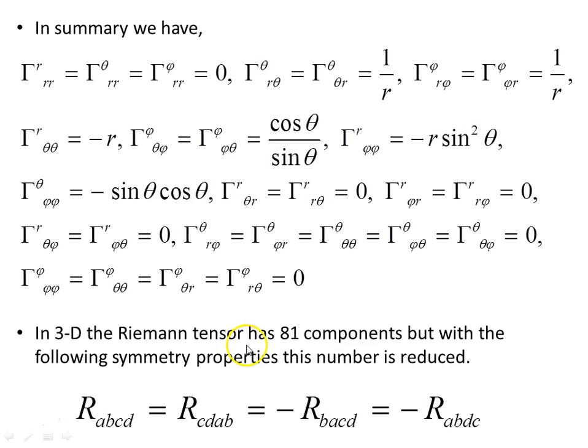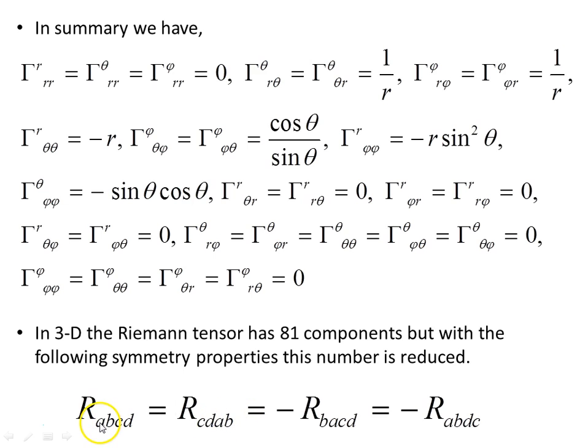So in 3D the Riemann tensor has 81 components, but with the following symmetry properties this number can be reduced. So the Riemann tensor has these symmetry properties here. If you notice here that the final two indices, CD, are swapped with the first two, AB, and there's no change in the value here. These two are equal to each other.